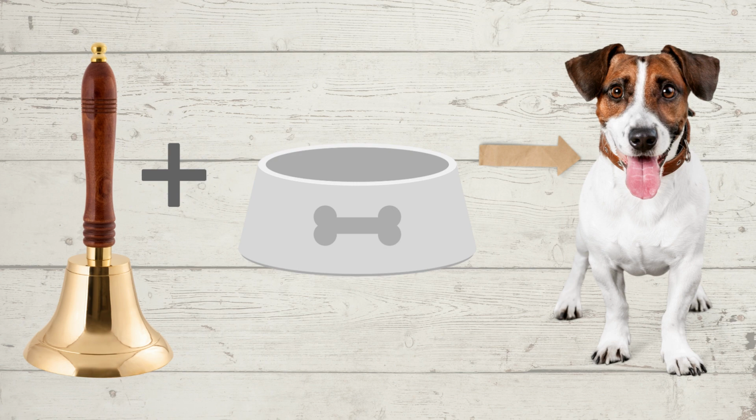Pavlov then repeatedly presented the dogs with the sound of the bell first, and then the food. In other words, he was pairing the two, and after a few repetitions, the dogs salivated when they heard the sound of the bell. The bell had become the conditioned stimulus, and salivation had become the conditioned response.